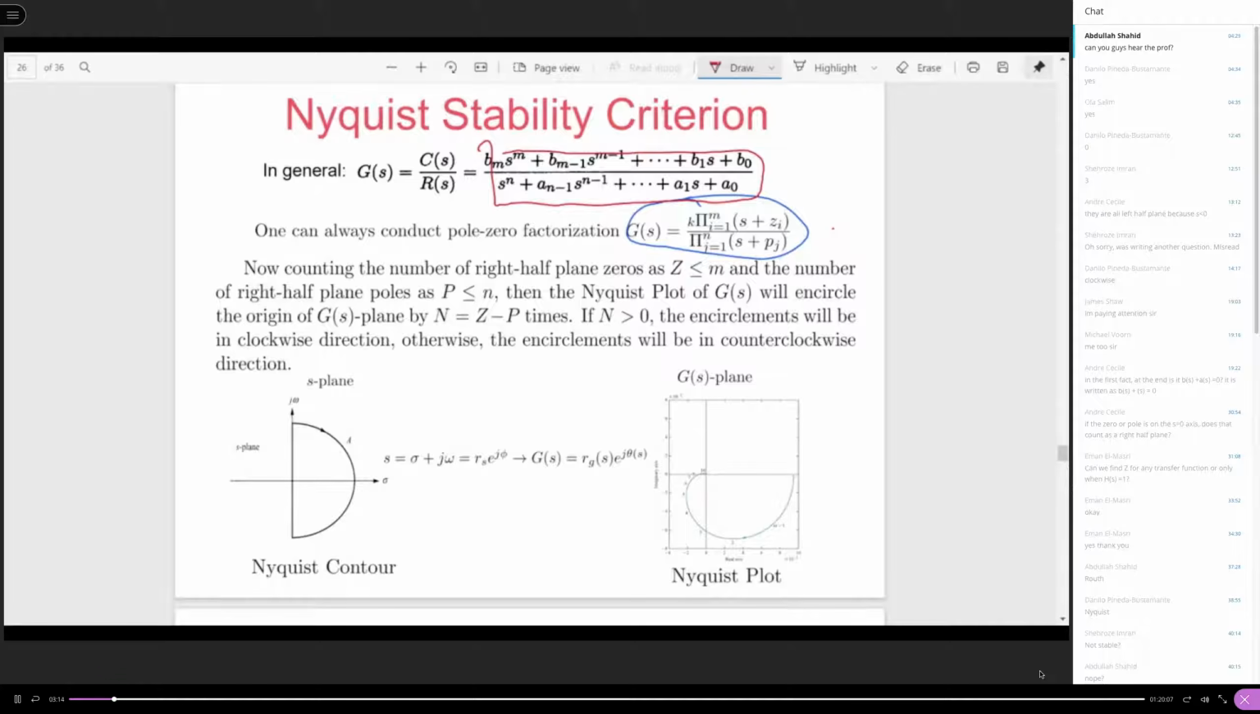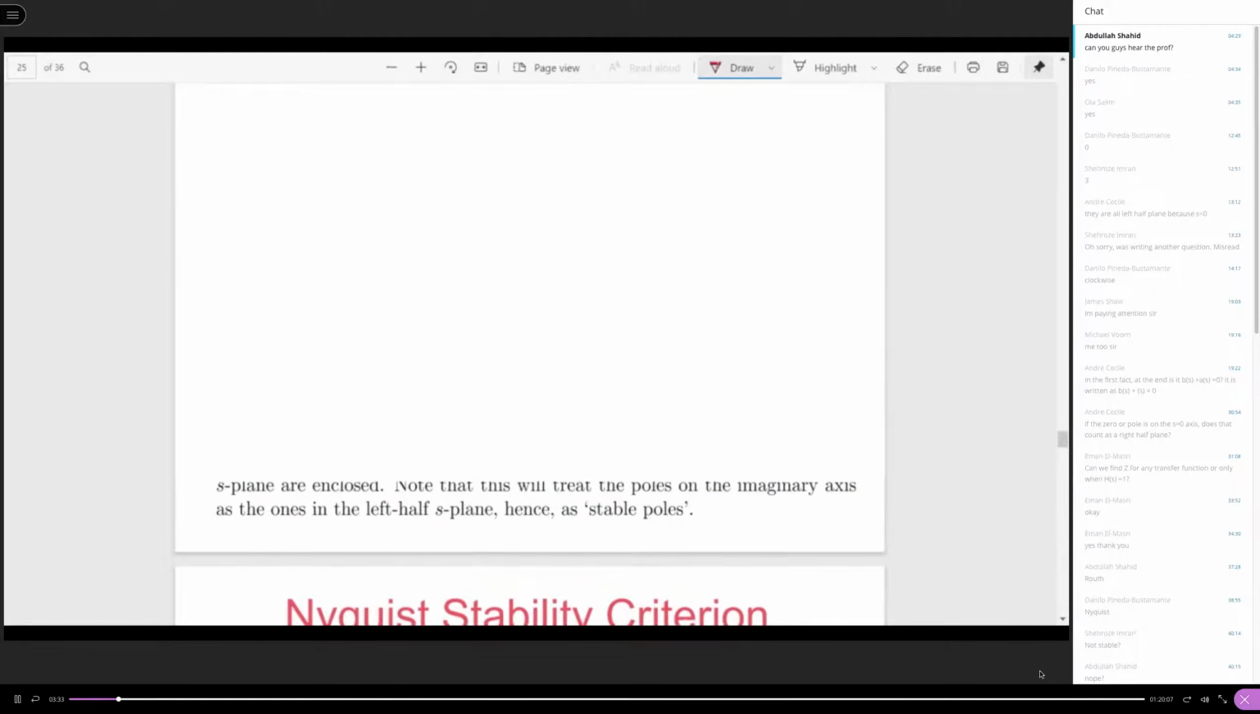In general format, for a causal system, we always have m less than or equal to n. It does not exceed n. This is the causality issue. Any physical system is a causal system, so we always have this condition.